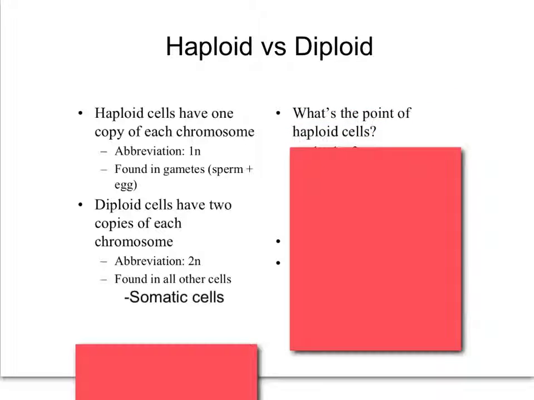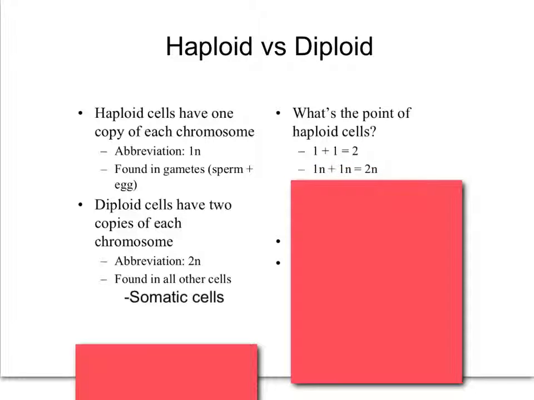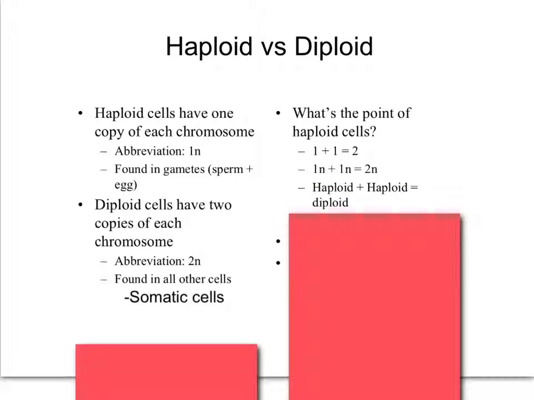Well, to do that we have some pretty complicated math that we have to go through, so see if you guys can keep up. First, 1 plus 1 equals 2. All right, so by that logic, 1N plus 1N equals 2N. Haploid plus haploid equals diploid. And then finally, my favorite equation in biology, sperm plus egg equals baby.